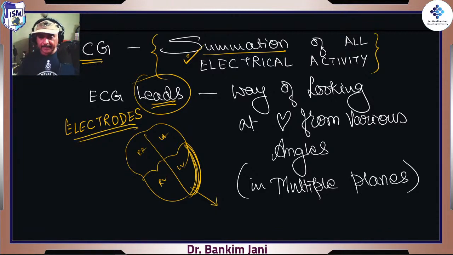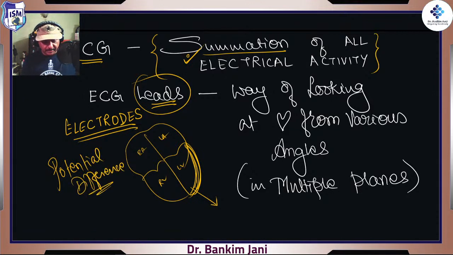Those electrodes will say, if the electrode is kept on the right arm, what current is coming, and it would be displayed. Technically that is called the potential difference. Potential difference means that, with respect to some current, it tells how much current information is passing through that particular point. More as we talk about it.